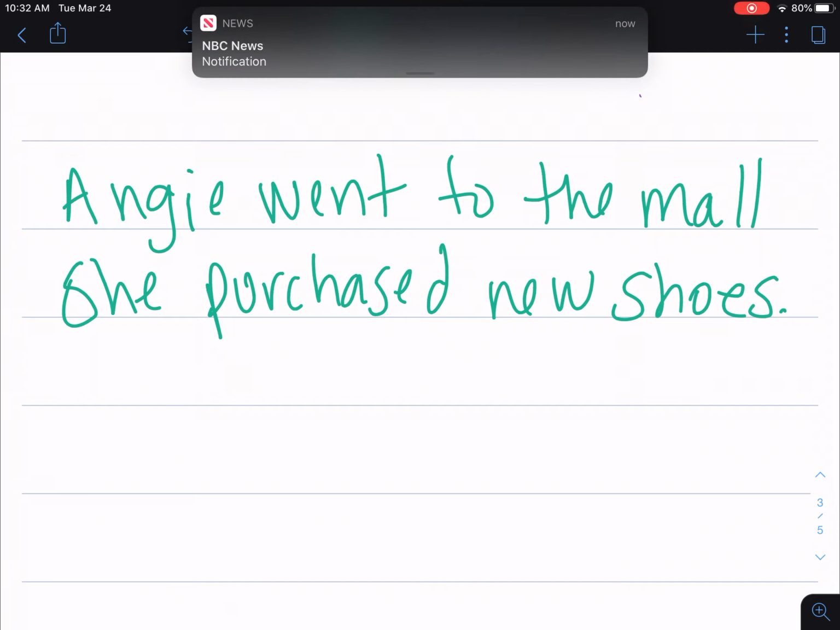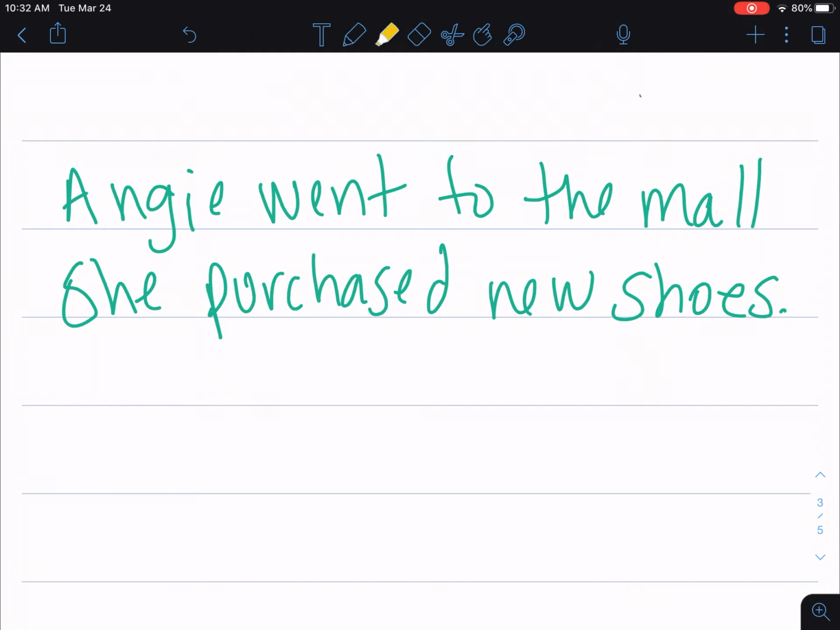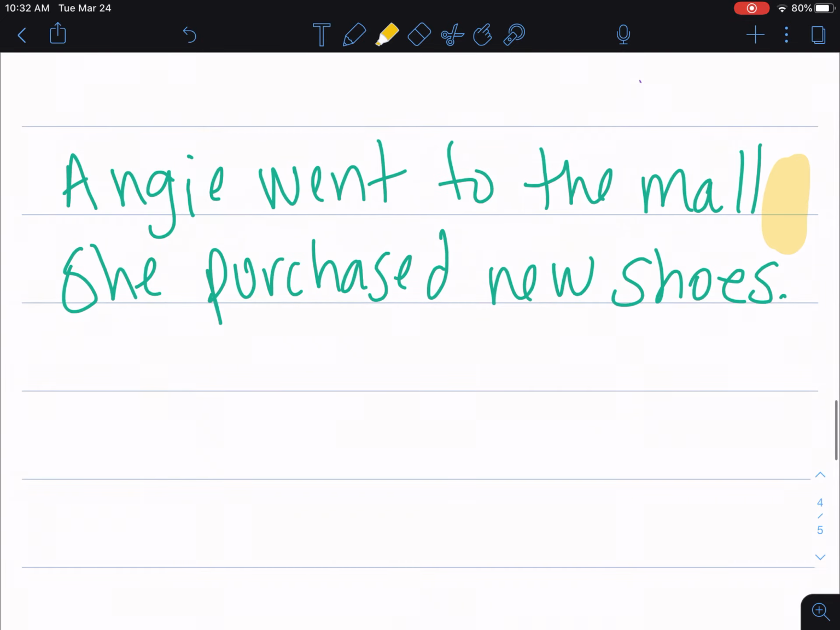So this area right here is missing a couple of things because we're saying Angie went to the mall, one complete sentence. She purchased new shoes, a second complete sentence. So there are a few things we can do right there in that yellow spot. One of them, if you guys remember, is just add a semicolon. Angie went to the mall. It's like a period, comma, combination, that semicolon. Semicolon, she purchased new shoes.